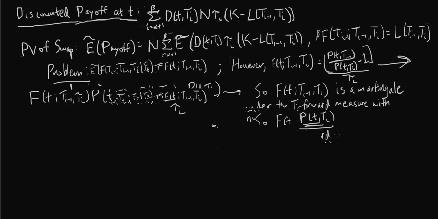The key thing here is under a forward measure where you have the numerator be the zero coupon bond price, this forward rate is now a martingale.